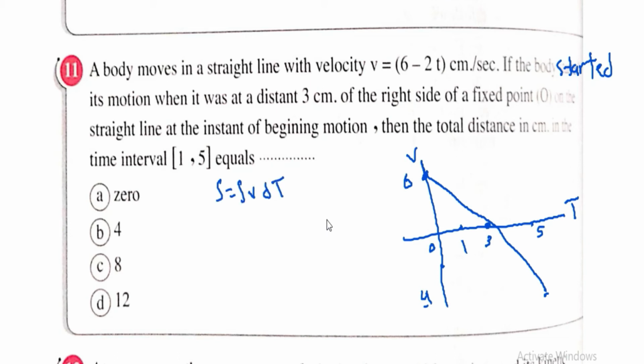From 1 to 5, the integration of velocity equals the area under the curve. So from 1 to 3 there is an area here, and from 3 to 5 there is another area. The sum of the total area of the two triangles is equal to the displacement from 1 to 5, because the integration of any curve equals the area under this curve.